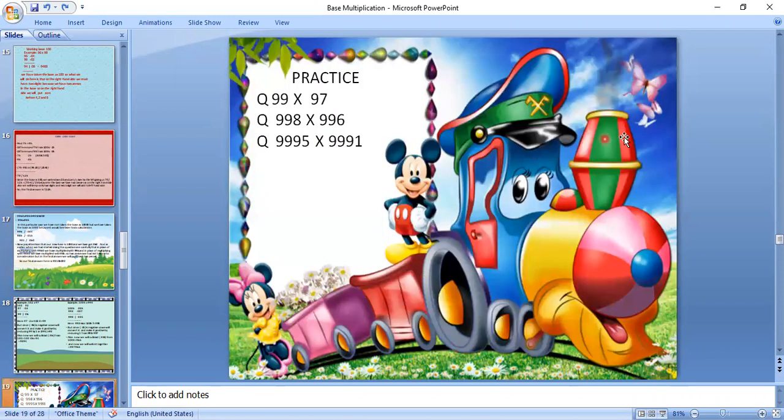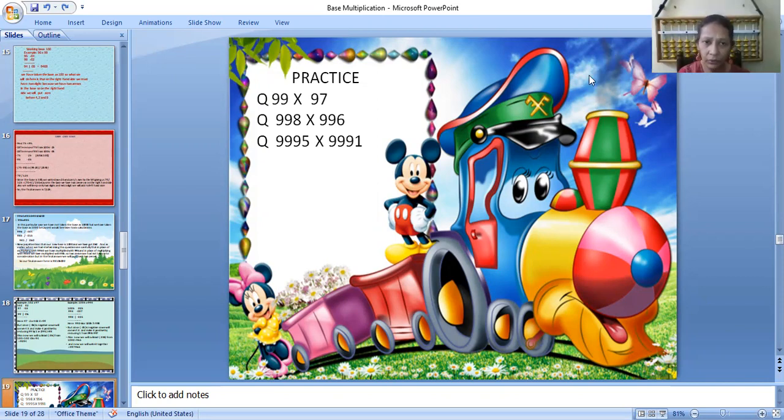Now you can look at these questions. These are the practice questions, and all these questions are just below the base. All these questions are below the base. 99 is also less than the base. 97 is also less than the base. Look at all these numbers. All these numbers are less than the base. So you have to practice all these questions.